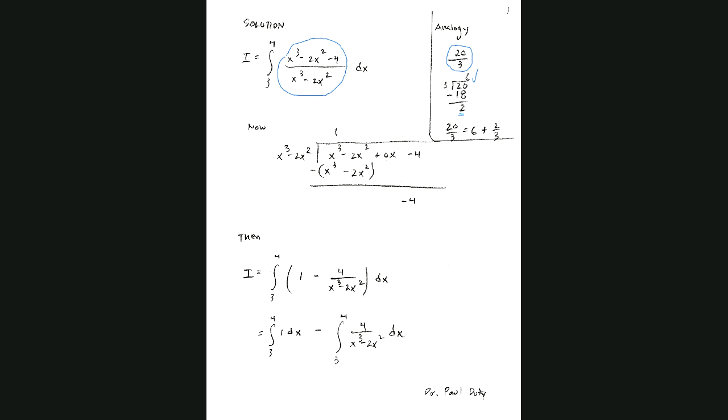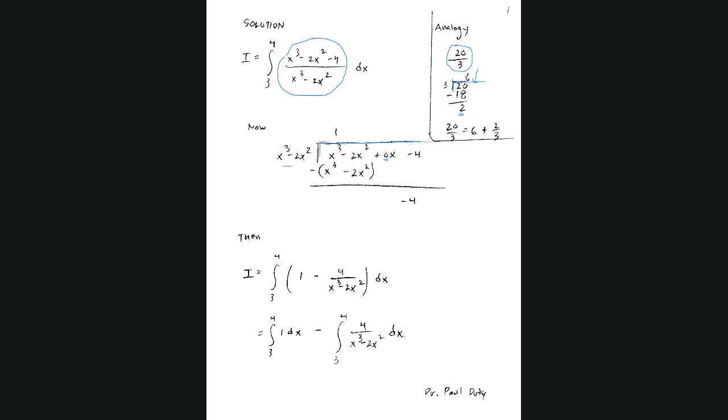Well, the same process works with our rational function. The numerator is x cubed minus 2x squared plus 0x minus 4. I put a 0x in there so I have a placeholder for the x term. Just like 20 thirds, my polynomial in the numerator goes in the box when I divide. And then the denominator, x cubed minus 2x squared, goes outside the box. So it's just like dividing a number by a number.